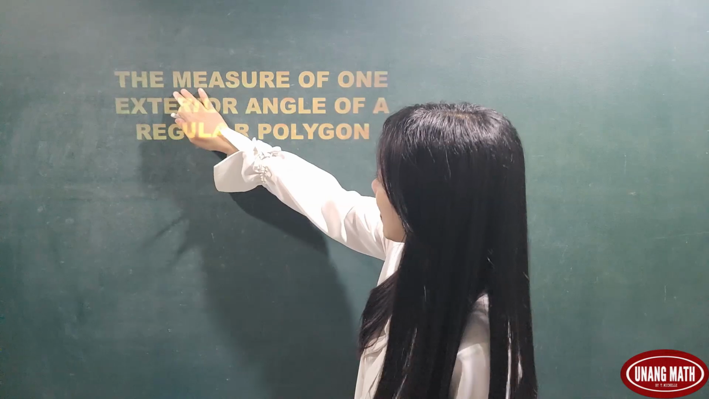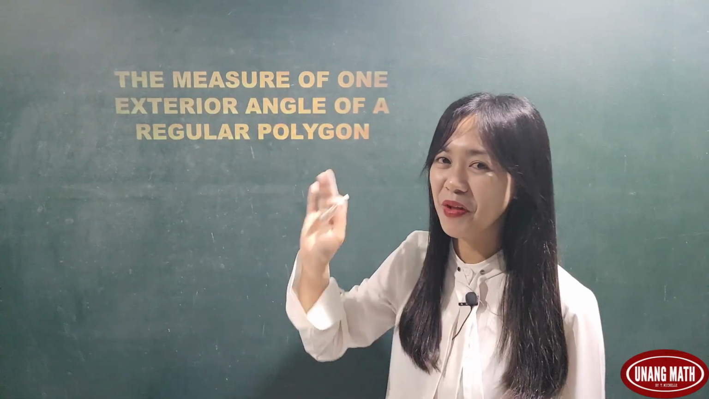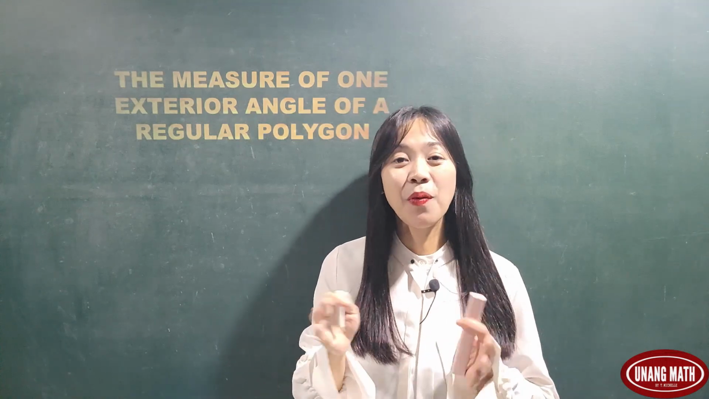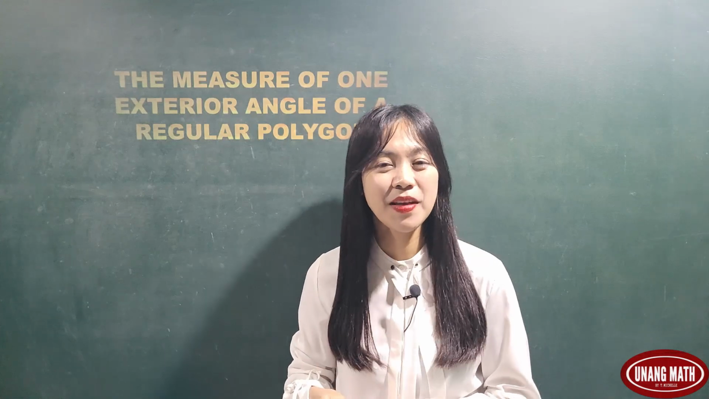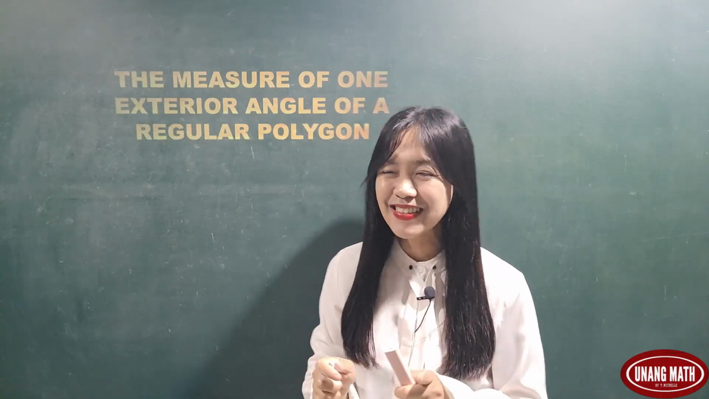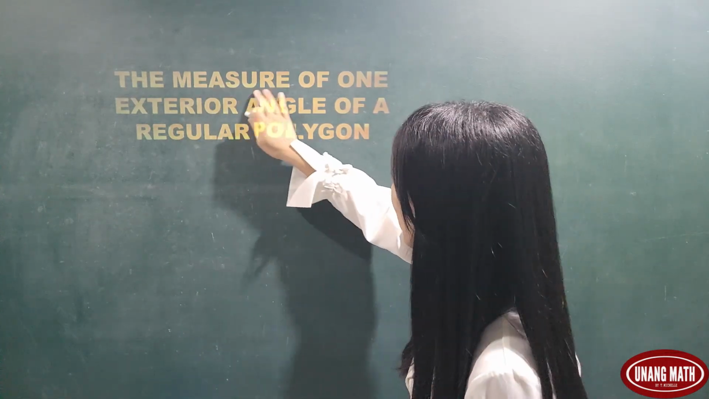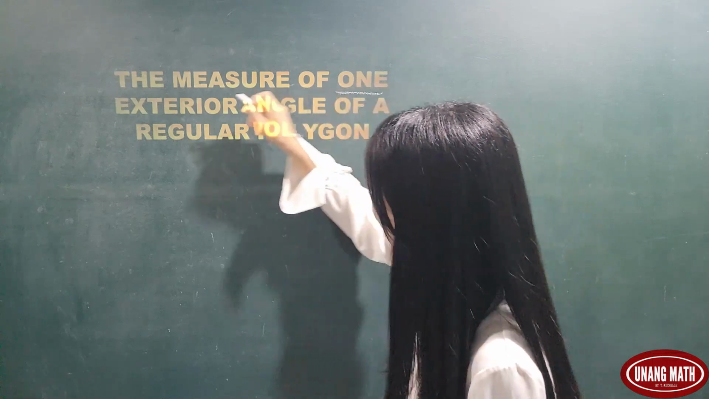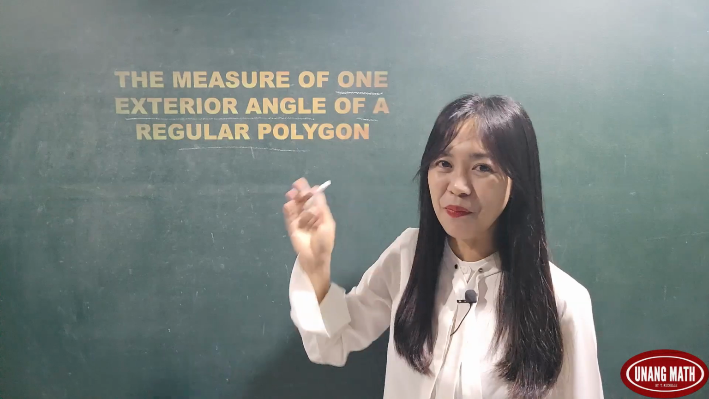For this episode, our lesson is the measure of one exterior angle of a regular polygon. In our previous episode, we already studied how to find the sum of the exterior angles of a polygon. This time, I will explain how to find the measure of one exterior angle of a regular polygon.